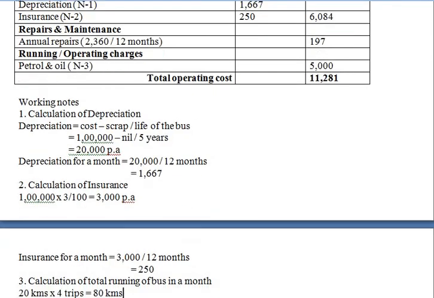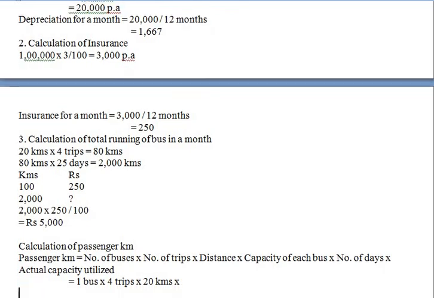25 passengers into number of days is 25 days into actual capacity utilized is 100%. Okay, yes. Now calculate this, which will be equals to 50,000.